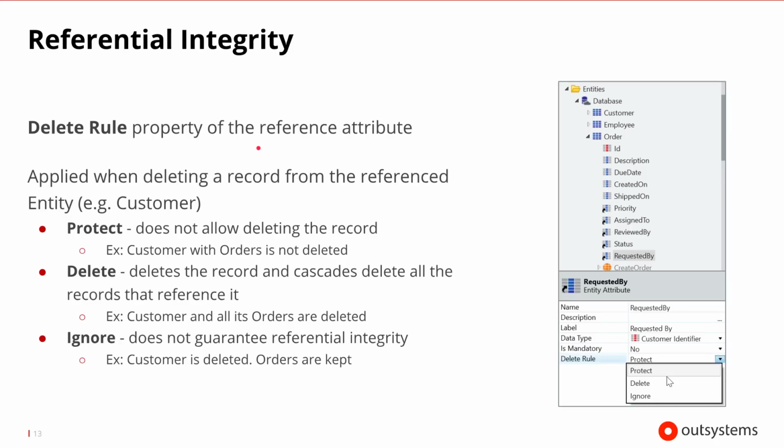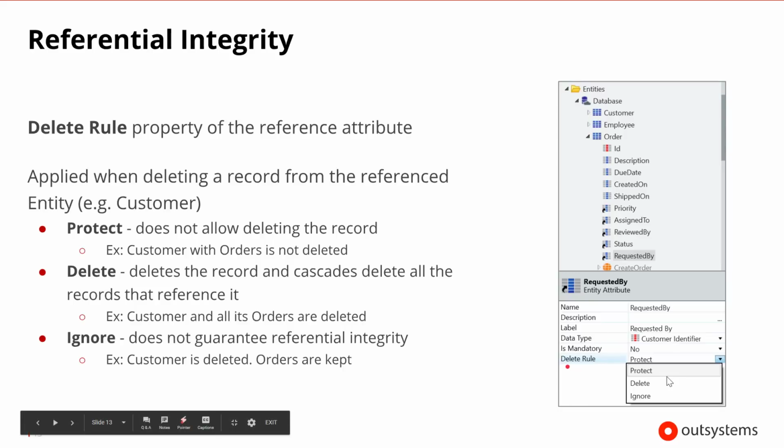Now that gets us to the concept of referential integrity. So indexes can help us with the uniqueness of the relationship, but we have something called the delete rule. And if you were noticing when we were looking at the different attributes, they had names and they had data types, and down at the very bottom there was always a delete rule.